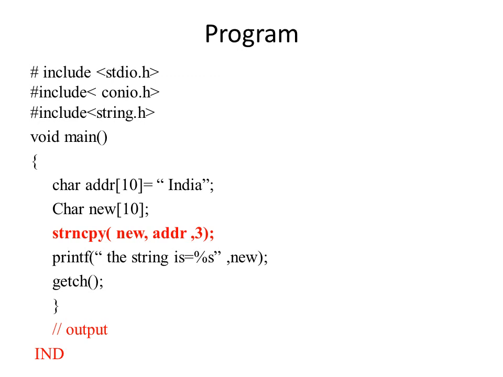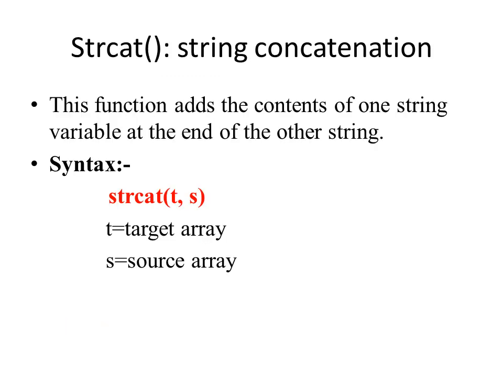Then what happens after the execution of this is that only the first 3 elements of the source array are copied into the target array. So the first 3 elements of the address array, that is I, N and D, are now available in the character array named new. It will be displayed with the help of a printf function, and the output expected here is I, N and D. Now the next is strcat.